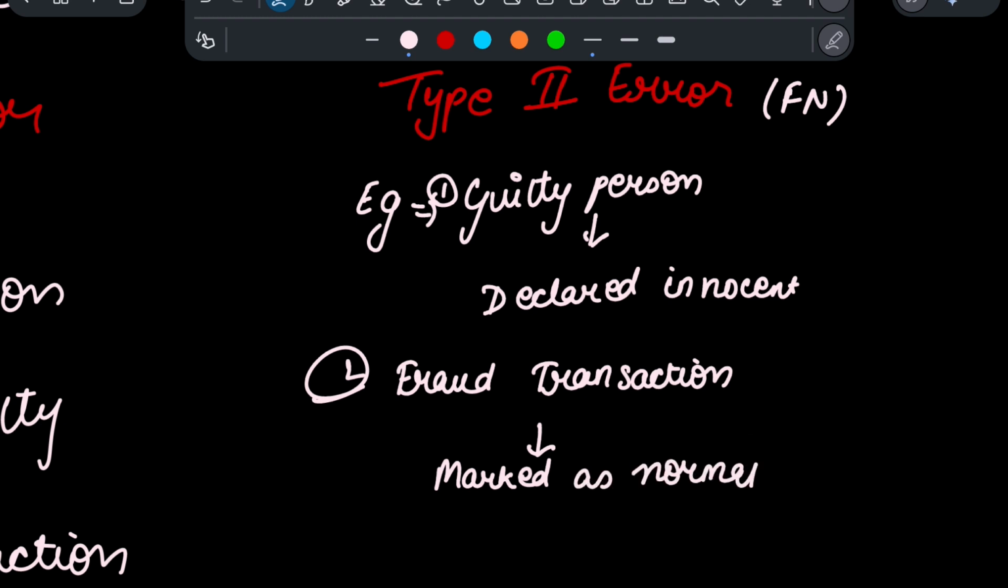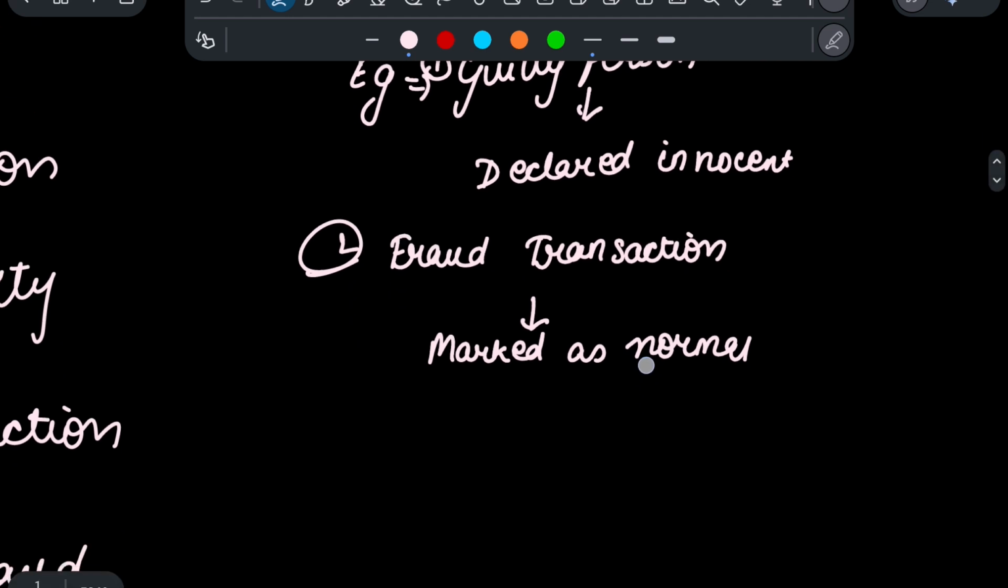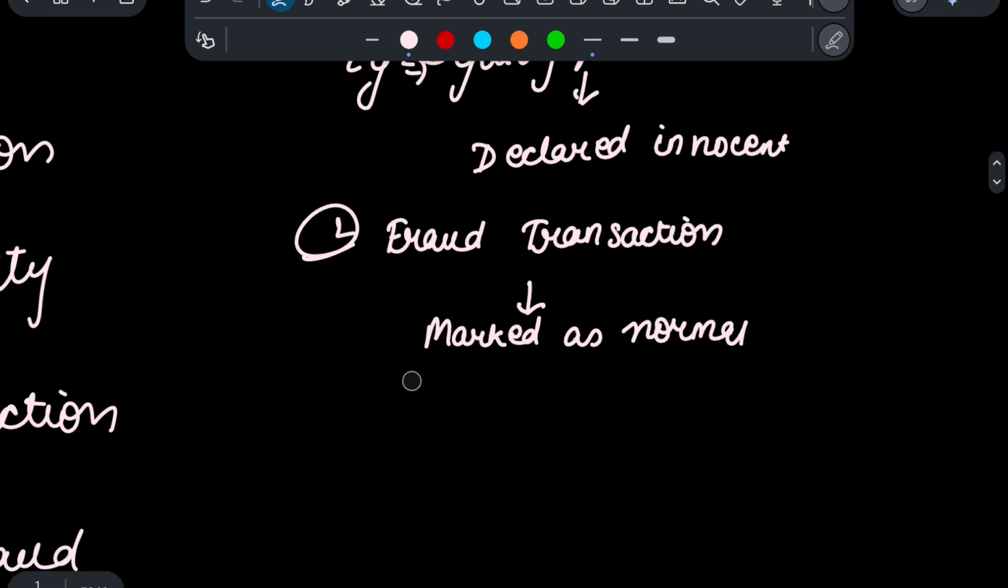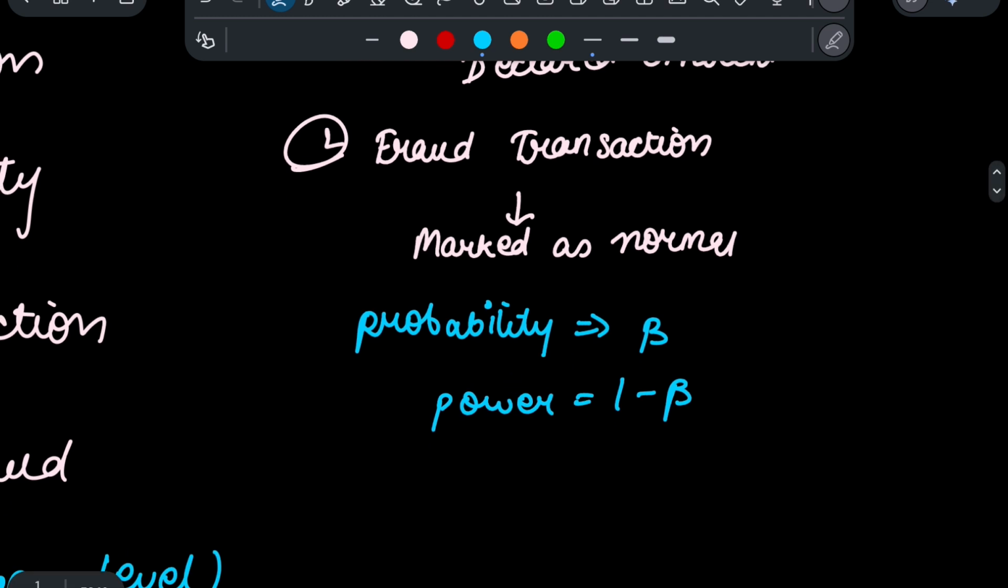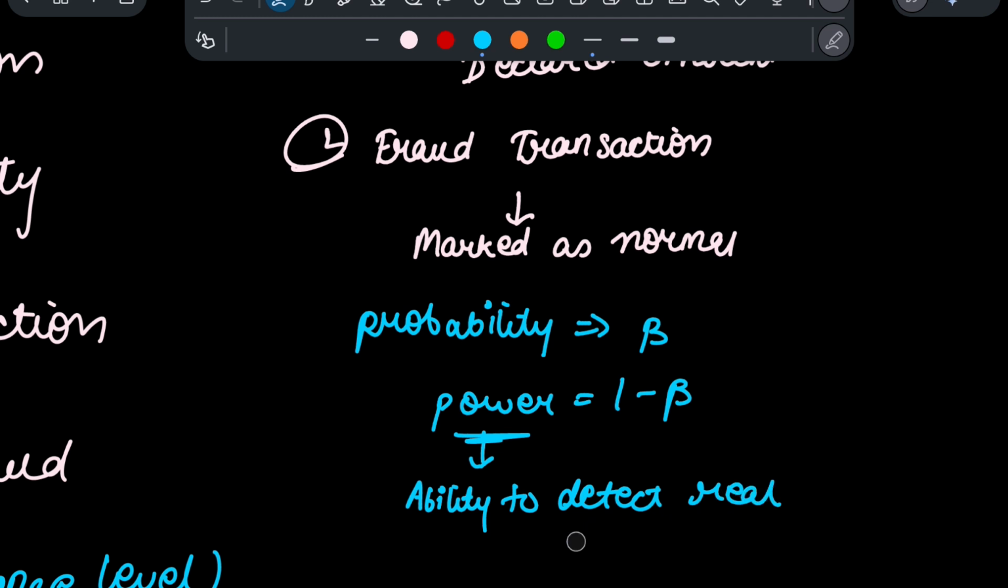So the money is lost because of that. Now, the probability of the type 2 error. What is the probability of the type 2 error? Probability of the type 2 error is nothing but beta, and power is equal to 1 minus beta. Here, by the word power, I mean the ability to detect the real effect. Power is nothing but the ability to detect real effect.